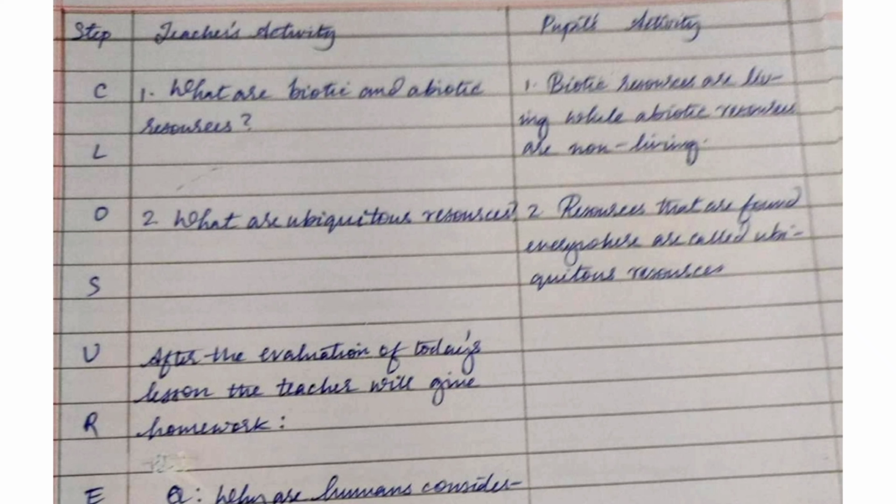So the answer is biotic resources are living, while abiotic resources are non-living. The second question, what are ubiquitous resources? And the answer is resources that are found everywhere are called ubiquitous resources. So those are the 2 questions and answers. And after that, you have to change the paragraph under teacher's activity and write, after the evaluation of today's lesson, the teacher will give homework.